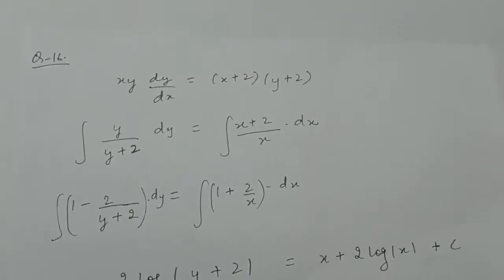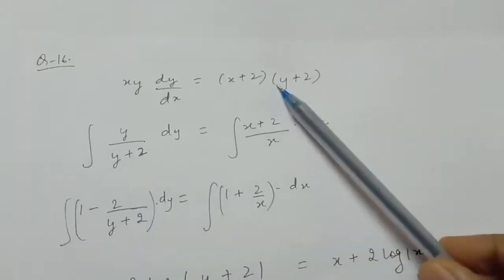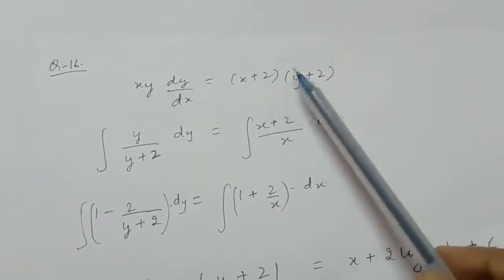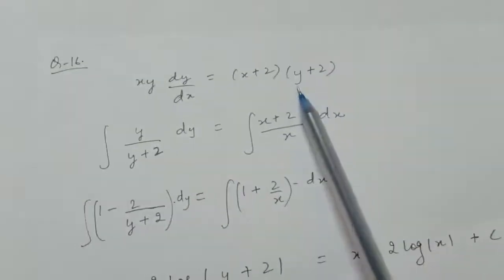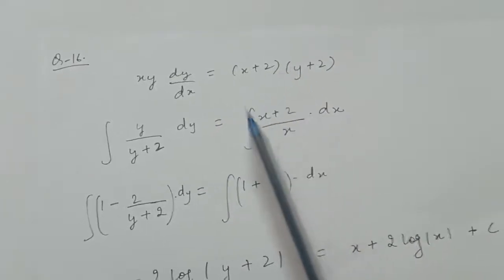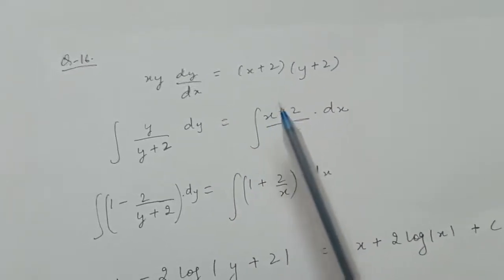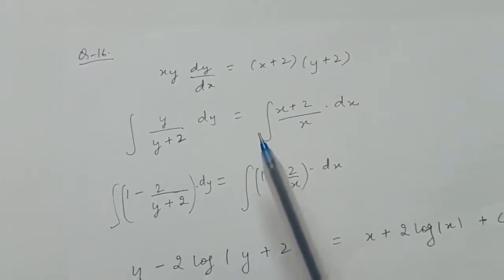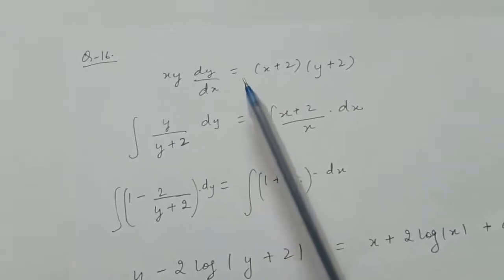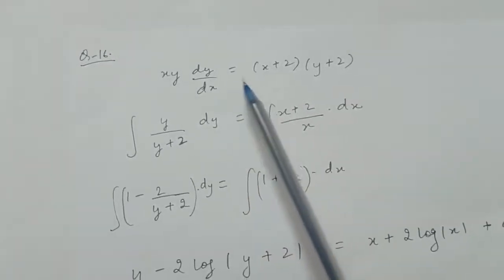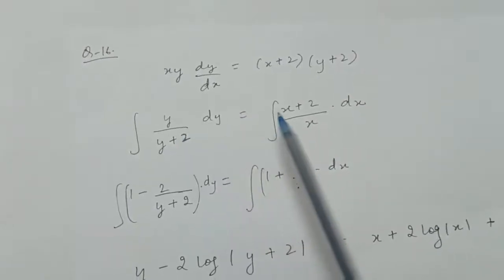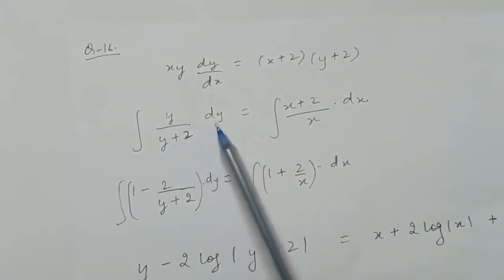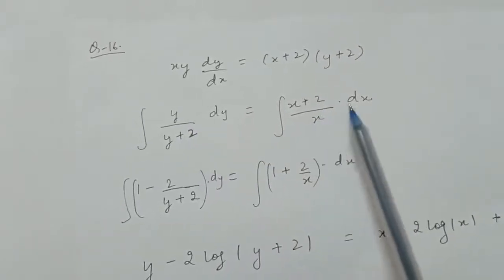Now question number 16 is, this is the differential equation given. We have to find the solution curve which passes through the point 1 comma minus 1. So first of all we will find the general solution of this differential equation, and then we'll put the values x equal to 1 and y equal to minus 1 in the solution curve to get that particular solution curve which passes through the given point, right? So first of all we will separate the variables, keep the variables of y this side, keep the variables of x this side. So you will get something like this, y upon y plus 2 into dy equal to x plus 2 upon x into dx.